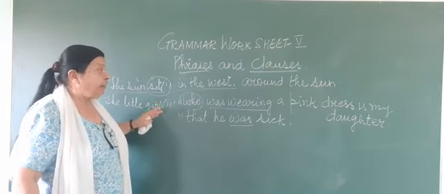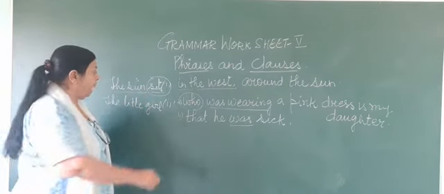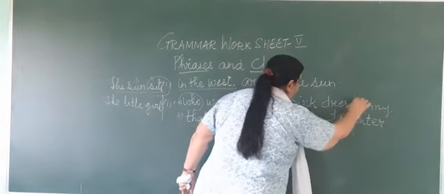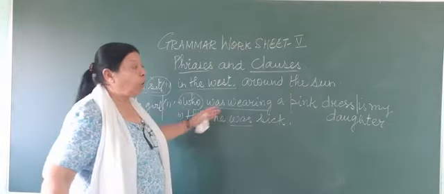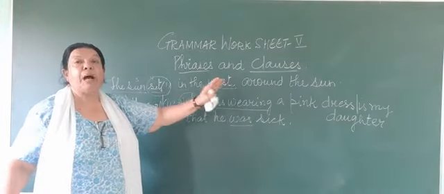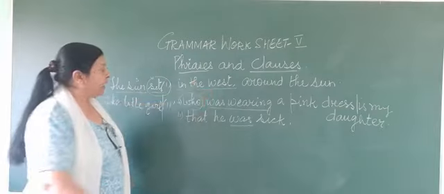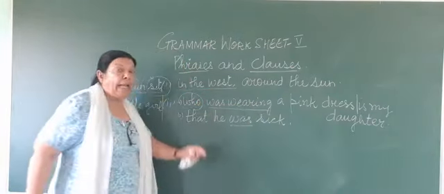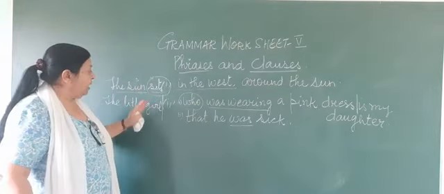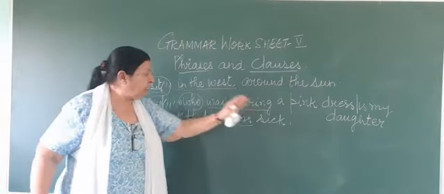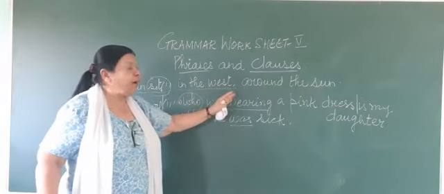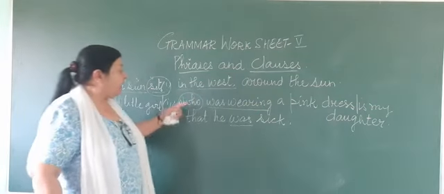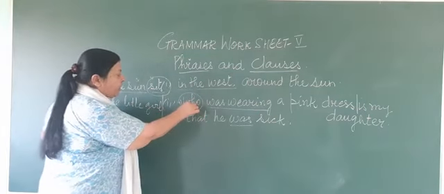Therefore, I can divide this sentence into two parts. I can say the girl is my daughter. That would be my main clause. And I can say that the girl was wearing a pink dress. So I have two sentences. The girl is my daughter. The girl was wearing a pink dress. Now, I don't want to repeat the girl, the girl, the girl. Therefore, in place of the girl, I am using who.